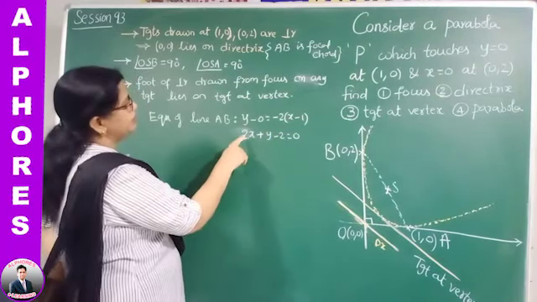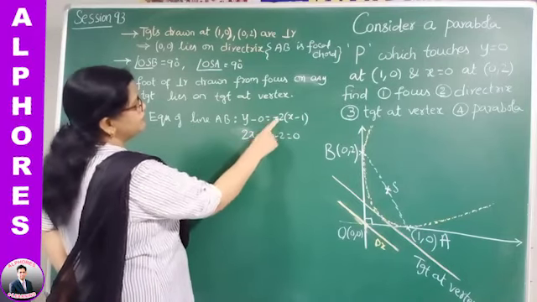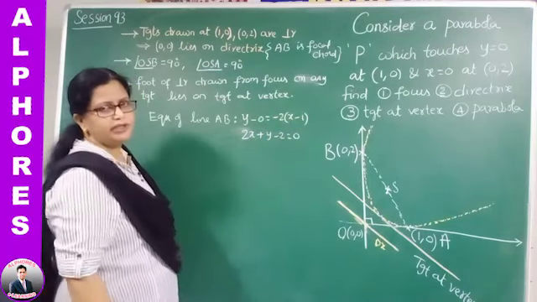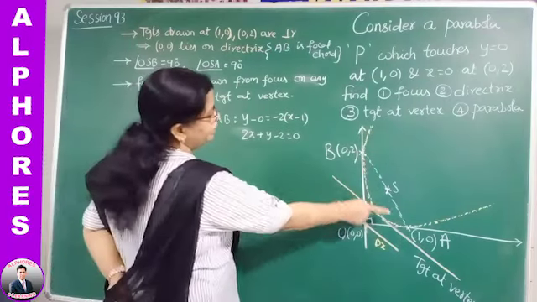Okay, so this is our equation of line AB: 2x plus y minus 2 equals 0. Now you may have a doubt here: is it exactly a focal chord or not?